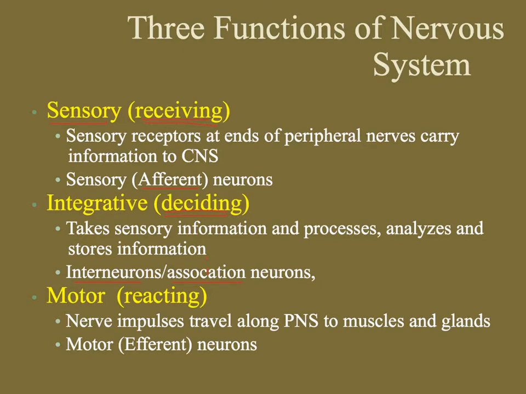And then third, there is the motor function of the nervous system, and this is where you are reacting to the information that your integrative function has dealt with. In the motor section, nerve impulses again travel in the peripheral nervous system. They are traveling from the central nervous system out to muscles and glands. These are known as efferent neurons because they make different effects happen. So you receive information, you make a decision about this information, and then you react to this information. These are the three functions of your nervous system.